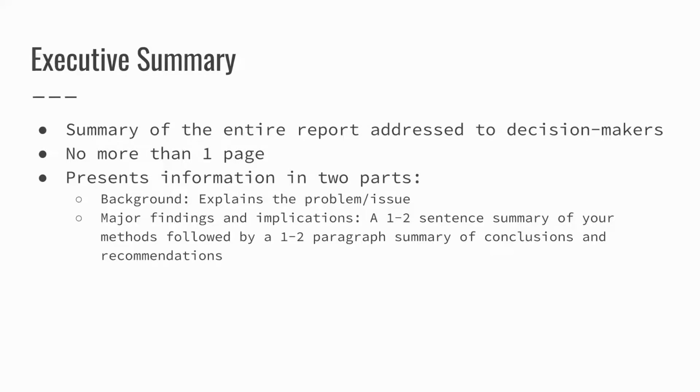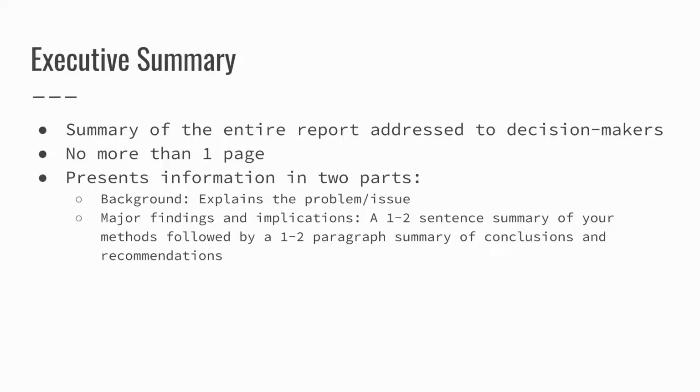And then you'll have your executive summary. An executive summary is a summary of the entire report addressed to the decision makers. It should be no more than 1 page. It should present the information in 2 parts. There should be a background, relatively brief, that explains the problem or issue. And then you'll want to have your major findings and implications. That is what you want to focus on.